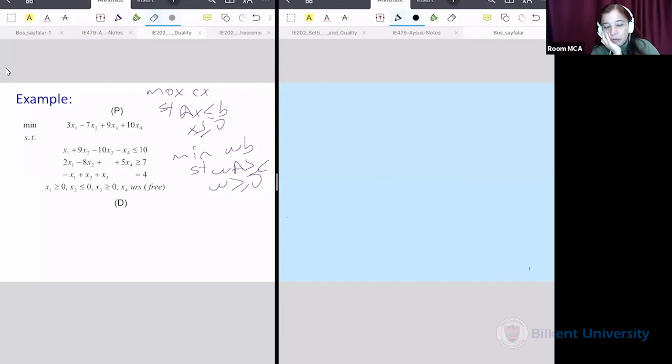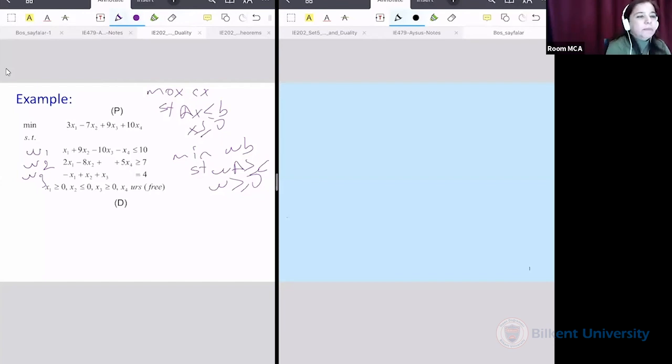How many dual variables do we have? How many variables in the dual? Write that in the chat. 3, very good. W1, W2, and W3. So each constraint will be associated with a variable. Okay, I have just seen an objective function, exactly.